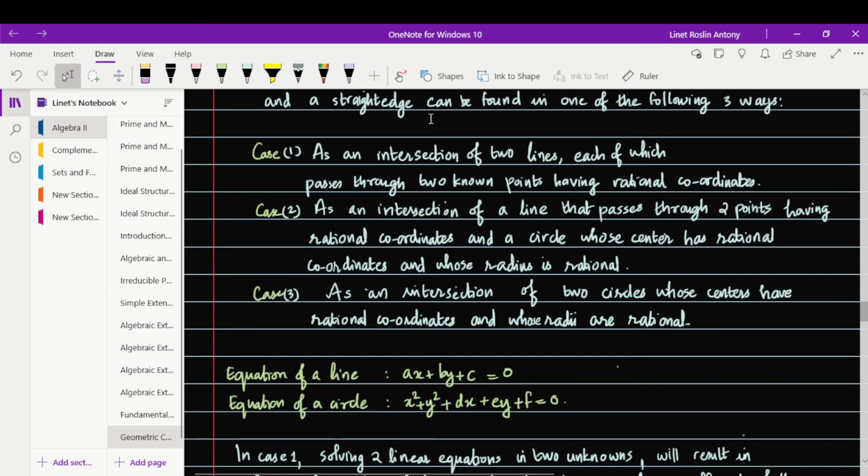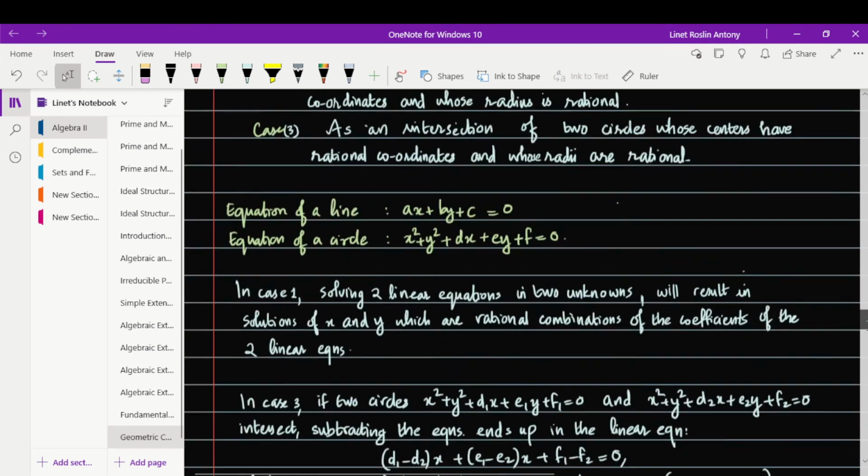The first case is that as an intersection we can get an ordered pair of rational coordinates as an intersection of two lines, each of which passes through two known points having rational coordinates. Case 2 is as an intersection of a line that passes through two points having rational coordinates and a circle whose center has rational coordinates and whose radius is rational. Case 3 as an intersection of two circles whose centers have rational coordinates and whose radii are rational.